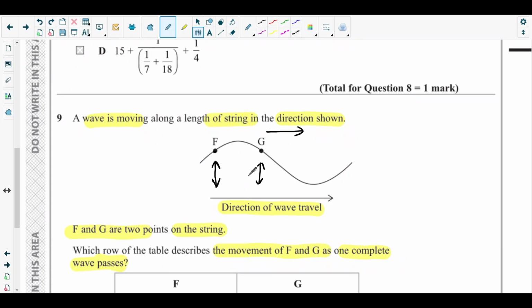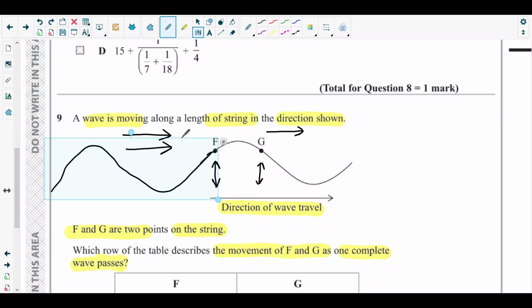Now consider, as the wave passes along this way to the right, the previous part of the wave. We have to consider the previous part of the wave. Look, it is basically like this, isn't it? It will be like this, the previous part of the wave. So as the wave progresses to the right, point F will move down, because the previous part is basically lower, isn't it?